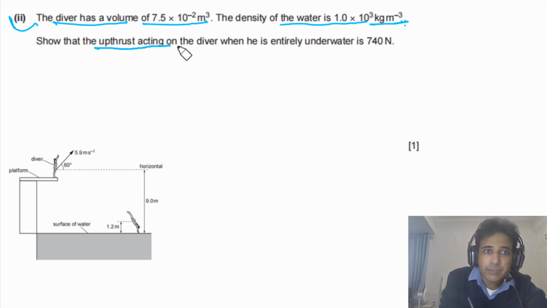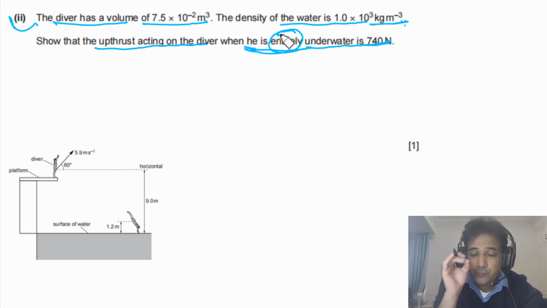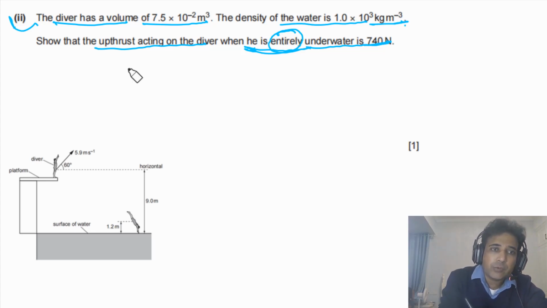Show that the upthrust acting on the diver when he is underwater is 740 newtons when he is fully submerged inside water. So this is very important, when he is fully submerged in water. So how can we calculate upthrust?